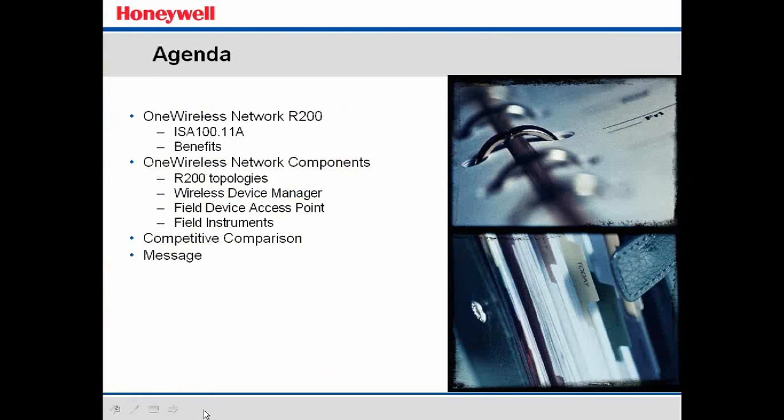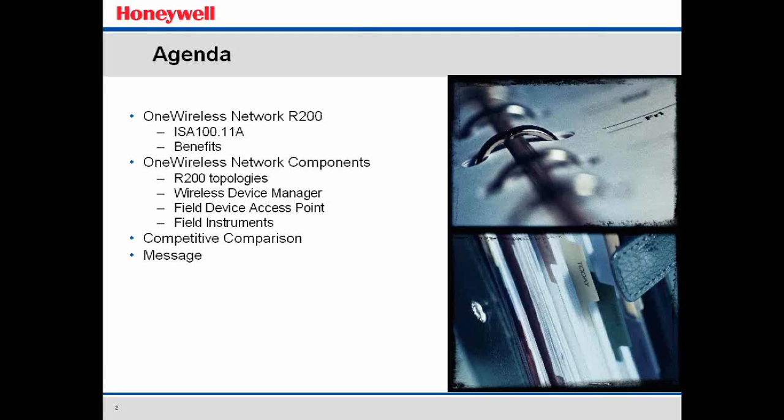Okay, what we're going to talk about this morning is I'm going to start off by introducing the ISA 100.11a Industrial Wireless Standard, what it is, why it came about, what the benefits of it are. Then we're going to roll into the topologies, the Honeywell implementation of the standard, and then we're going to talk a little bit about competitively comparing the ISA standard to the WirelessHART standard to draw a differentiator between the two.